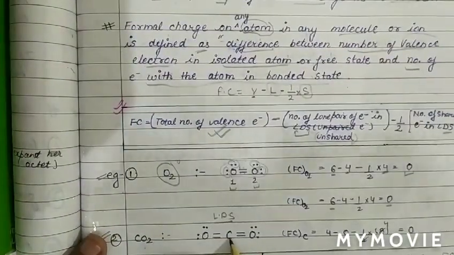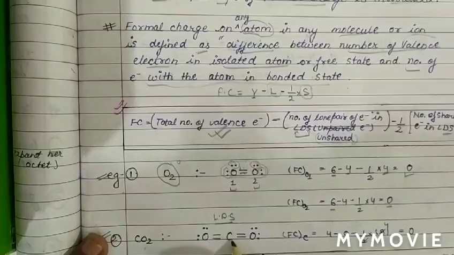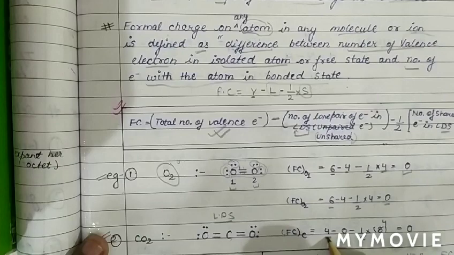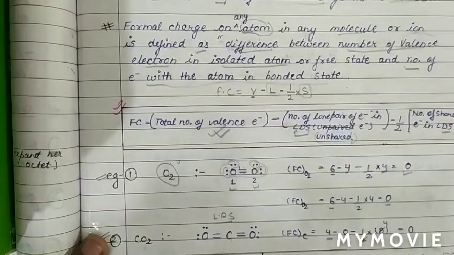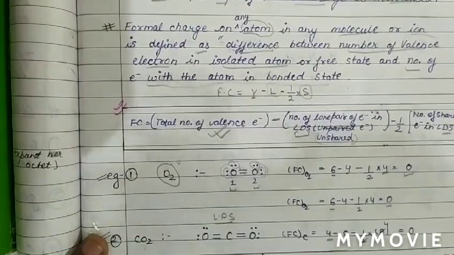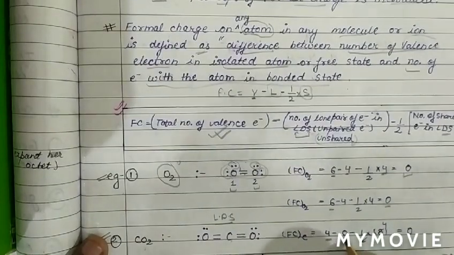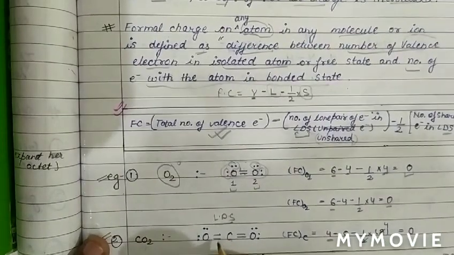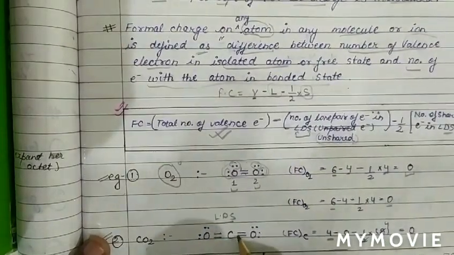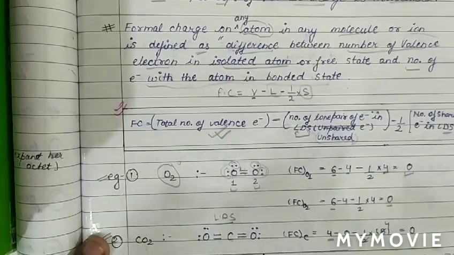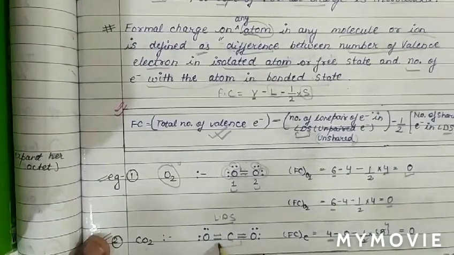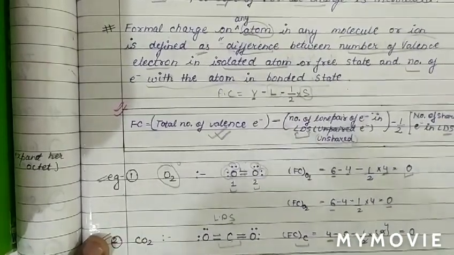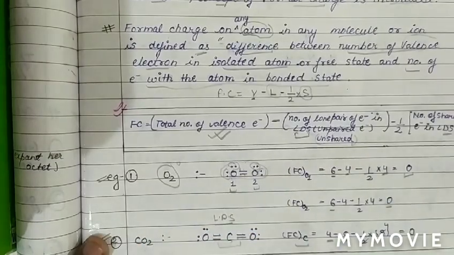Now we are calculating the formal charge on carbon atom. As carbon is a group 14 element, the valence electron on carbon is 4, minus the number of unshared electrons, which is 0 since there is no lone pair on carbon atom, minus half of the shared electrons. How many shared electrons are there? 1, 2, 3, 4, 5, 6, 7, 8. So for the carbon atom the number of shared electrons is 8, so half of 8 is 4, and 4 minus 4 is equal to 0. So the formal charge on carbon in the CO2 molecule is 0.